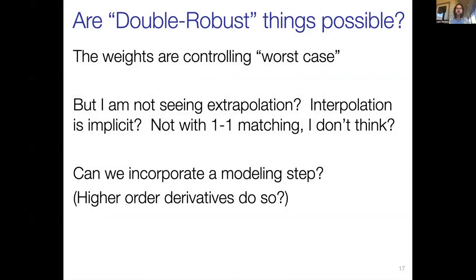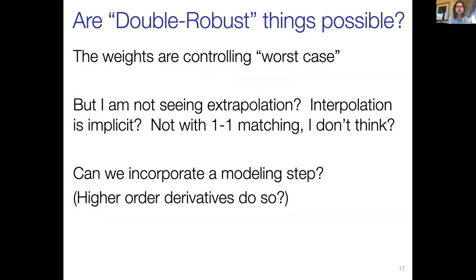So I'm not seeing extrapolation. I think the interpolation is implicit, not quite with one-to-one matching. So is it possible to incorporate a modeling step to sort of handle the adjustment? I think that in the talk, Michal said that higher order derivatives are doing this. I just didn't follow that piece. And if that's the case, I would bring that out and foreground it more in the paper.